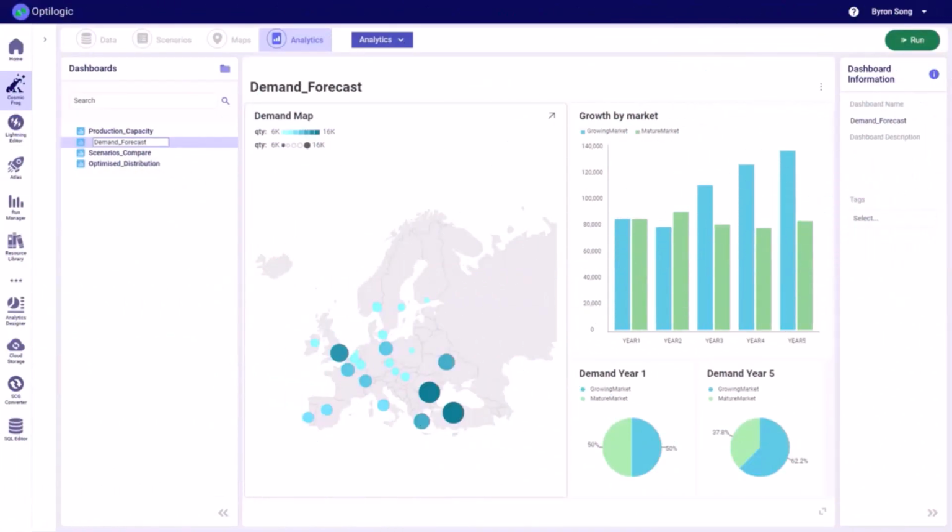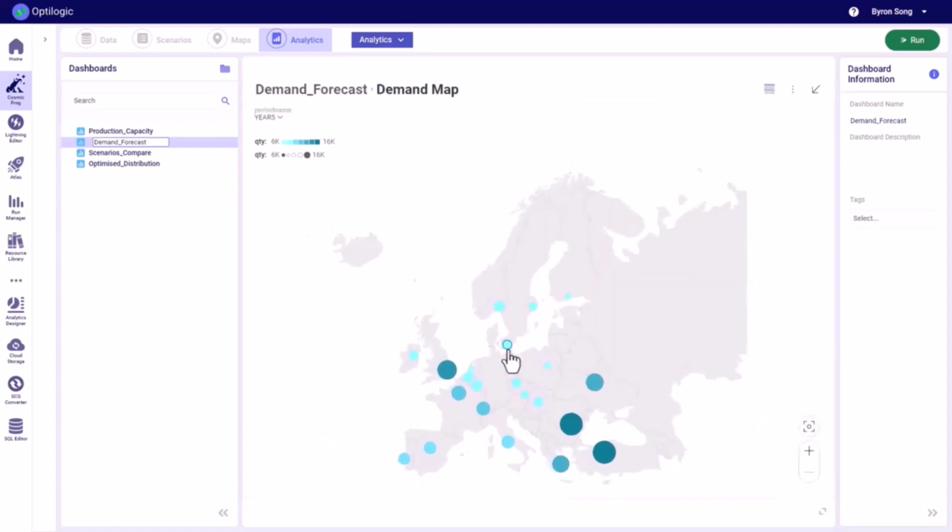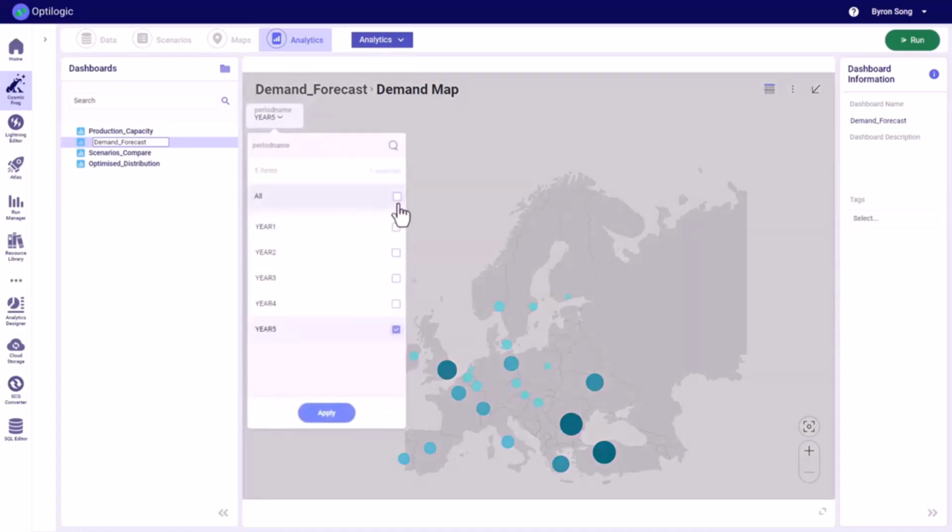Let's start by using the analytics dashboard on Cosmic Frog to review the demand profile. The setting of this model is in a European-based cheese supply chain. We can see the demand map here, which shows the demand comes from each country in Europe, and we can use this toggle here to navigate through the different periods in this model.